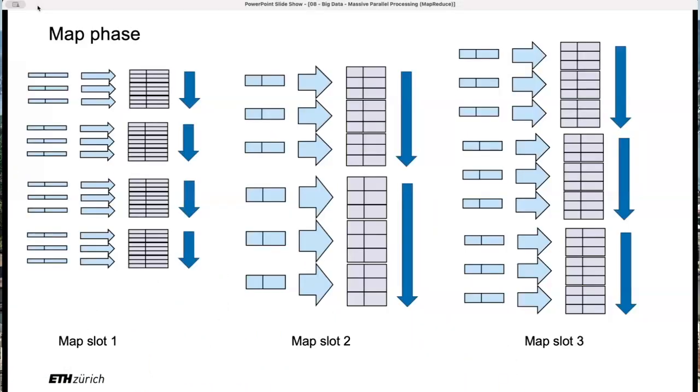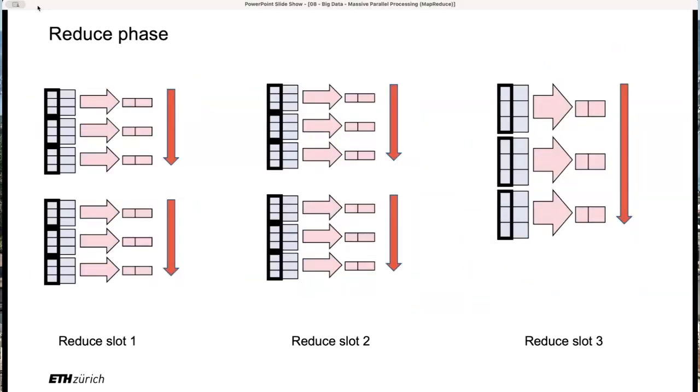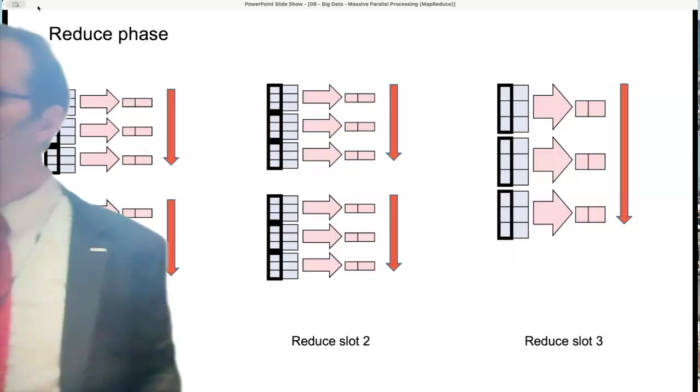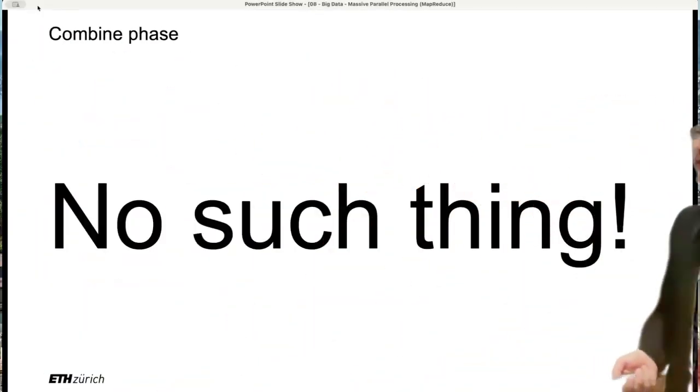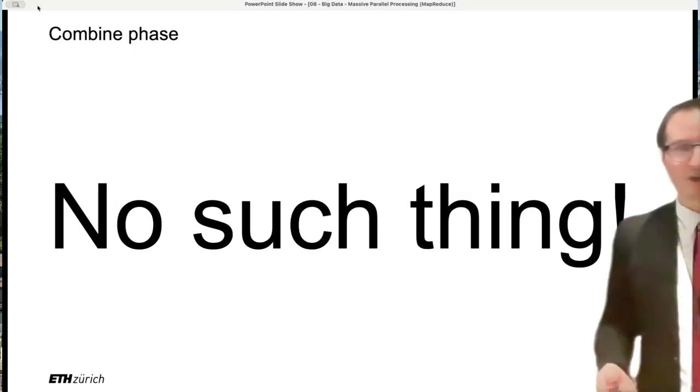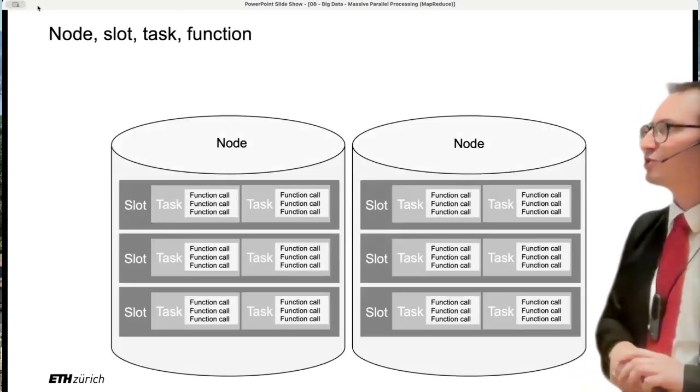A combined slot doesn't exist. This is in parallel. And finally, we write. There's locality, by the way, when you write. When a reduce task leads to one HDFS file, there's a local write for the first replica and then a few remote writes for the other replicas. Okay? And no combined phase either. The only thing that has combined in it is the combine function.